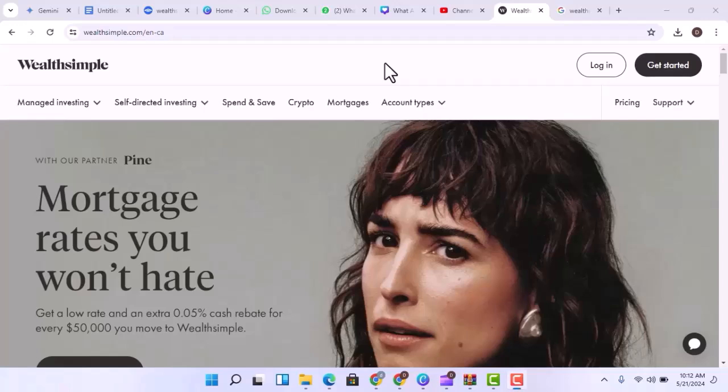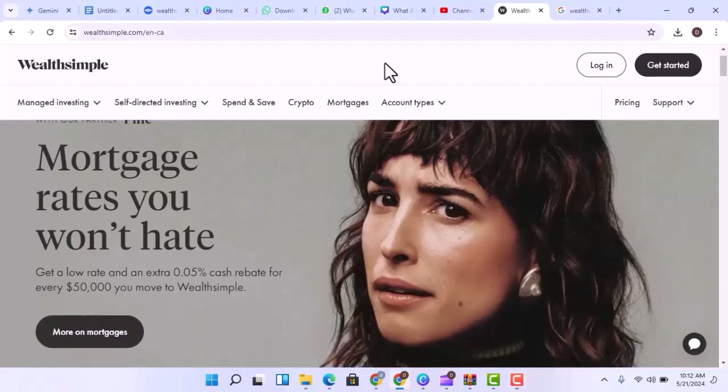Today, we're diving into the world of Wealthsimple, a popular platform for investing in Canada. But before you jump in and start building your portfolio, there's a crucial question you might have. Can you actually move your money around within Wealthsimple, and if so, how?